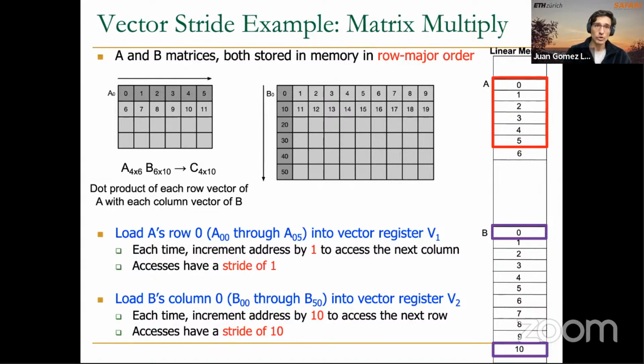And when it comes for vector load and vector store instructions to access memory, to read or write data, these vector instructions, these load and store instructions, need to know what's the stride to access memory, right? If the stride is 1, the vector load instruction will read these 6 elements. If the stride is 10, the vector load instruction will read these 6 elements here.